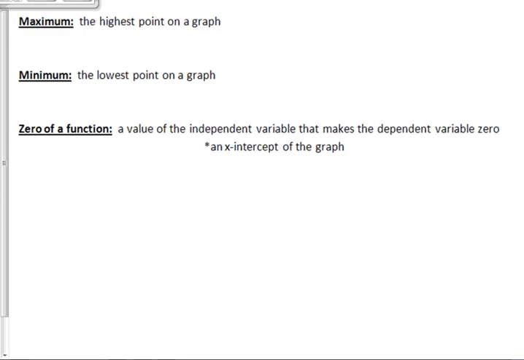Three other vocab words: max, min. Max, it is what it is. It's the highest point on the graph. A min would be the lowest point on the graph.